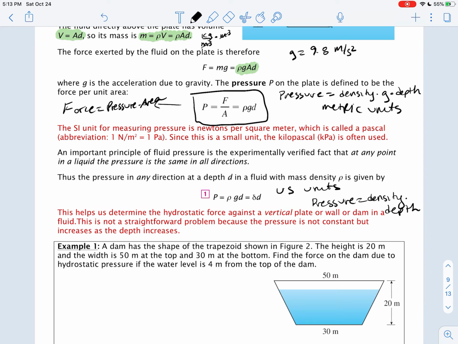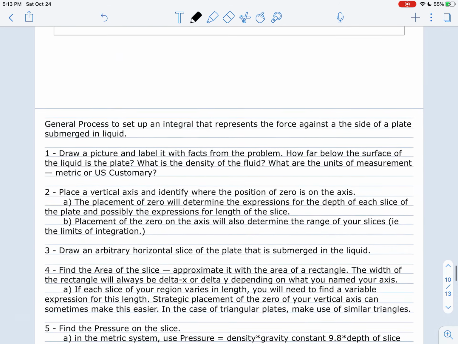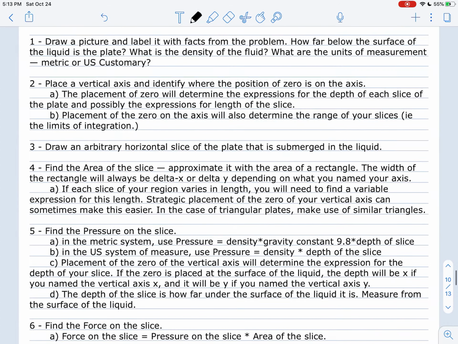We will be building the pressure on that slice, and then we will be putting those two expressions together and multiplying them together to get our force on the slice. And then we will be adding our slices up. And since our pressure varies, we need to use calculus or set up an integral. All right, so back to this.